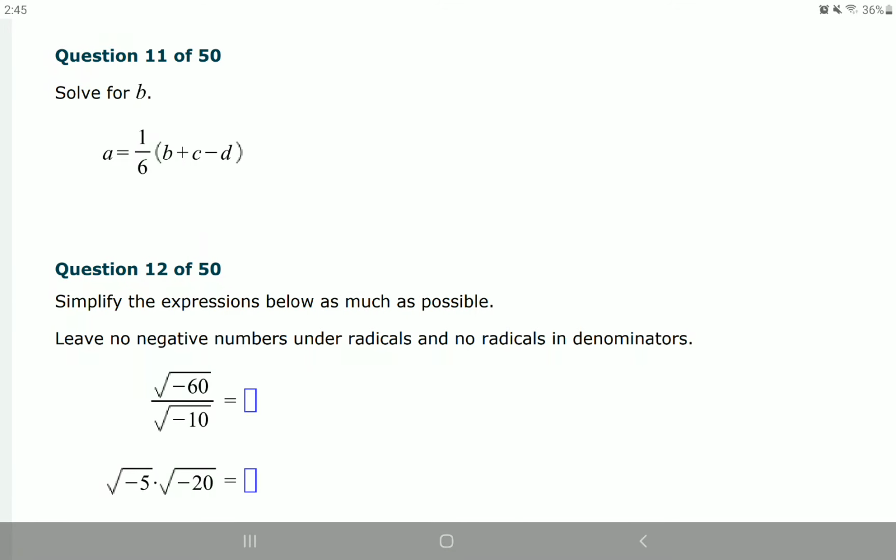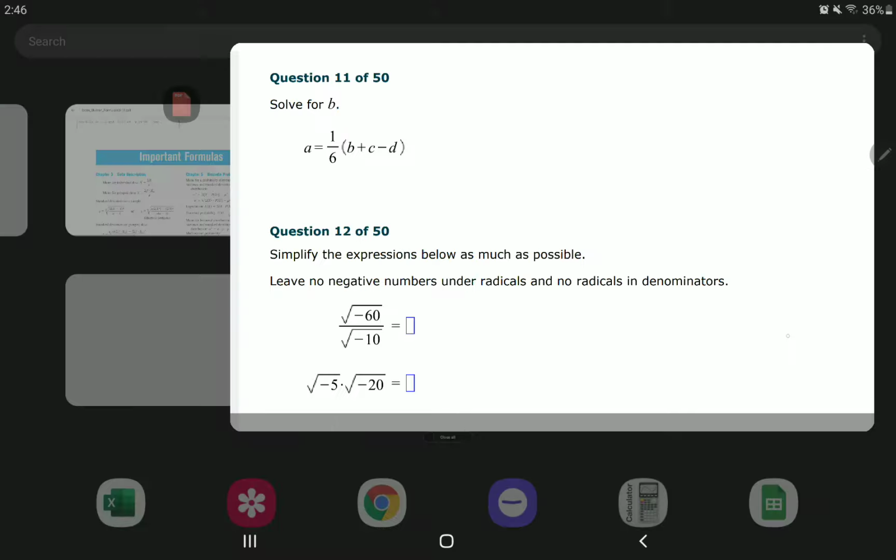Hello guys, in this video we're going to do questions 11 and 12. Number 11 wants us to solve for b, where number 12 wants us to simplify the expression below as much as possible, leave no negative numbers under the radicals, and no radicals in the denominator. Alright, number 11. Solve for b.